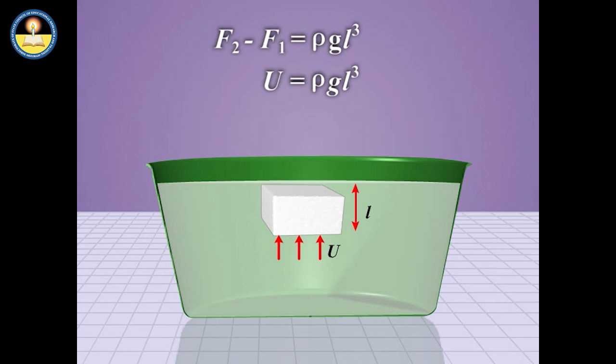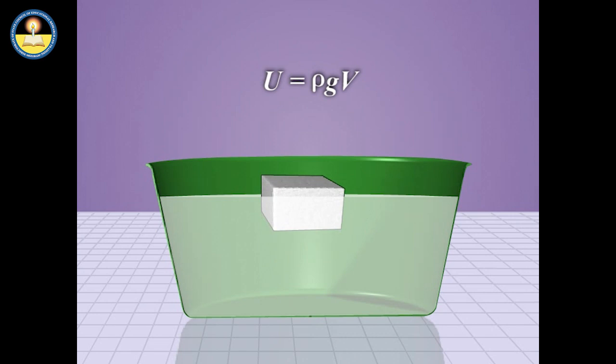In general, if volume V of an object is immersed in a fluid of density ρ, the buoyant force can be expressed as U equal to ρgV. Here, volume V may be the total volume of the object or any fraction of the total volume. This precise value of the buoyant force has some significance because it is the same as the weight of the liquid displaced by the object. The result holds true irrespective of the shape of the object.